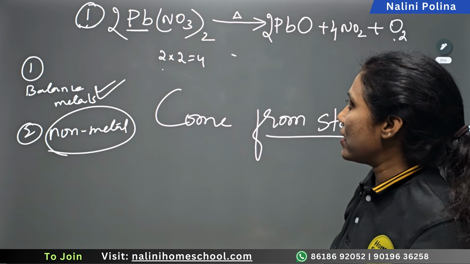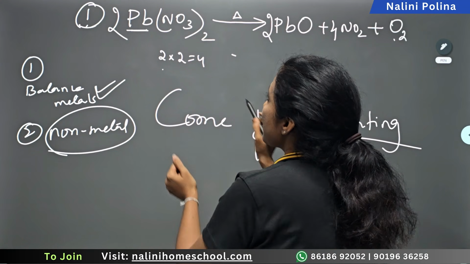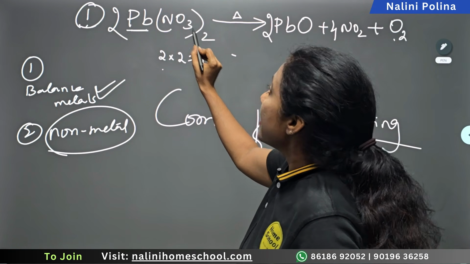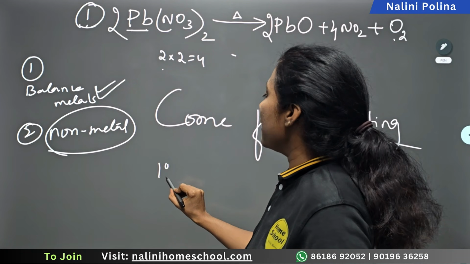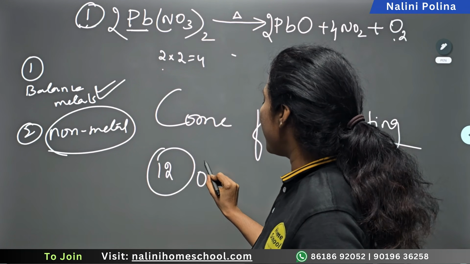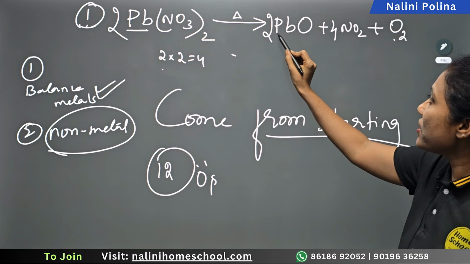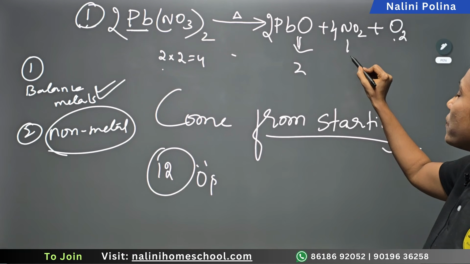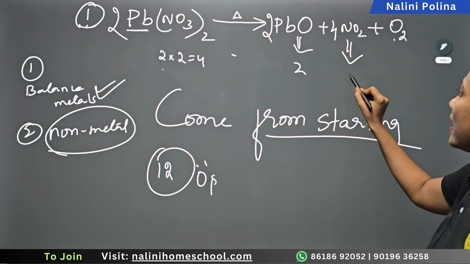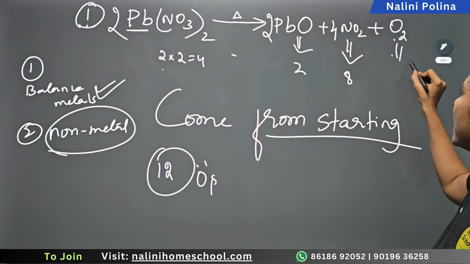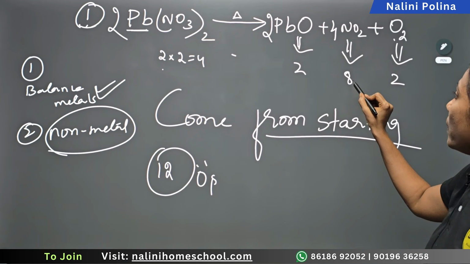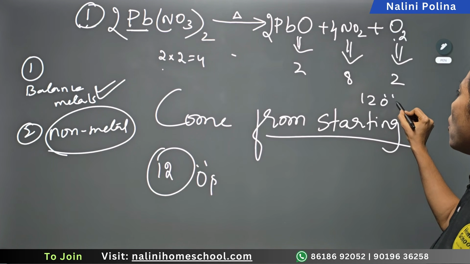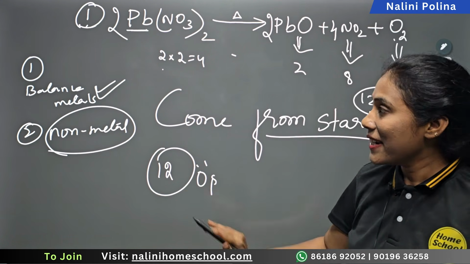Now you see oxygens. How many oxygens are there this side? 3 twos are 6, 6 twos are 12, multiplication. So 12 oxygens are there. And this side how many oxygens are there? This one is contributing 2 oxygens, this one is contributing 4 twos, 8 oxygens, and this one has contributed 2 oxygens. So 8 plus 2, 10, 10 plus 2, 12 oxygens. So oxygens are balanced, isn't it?